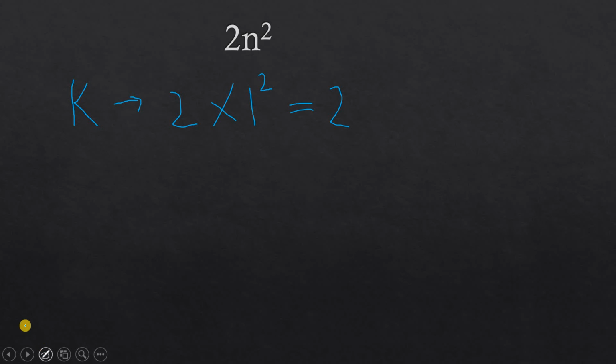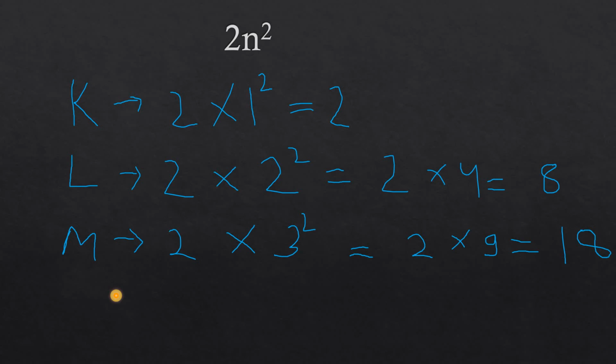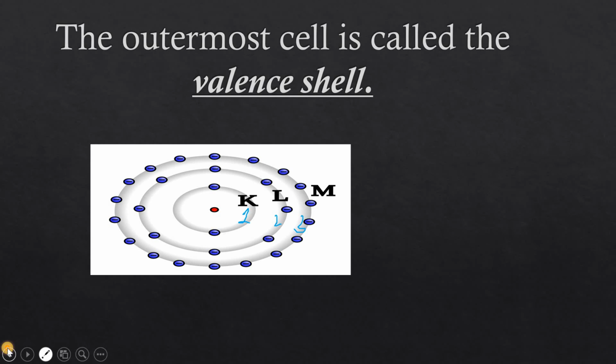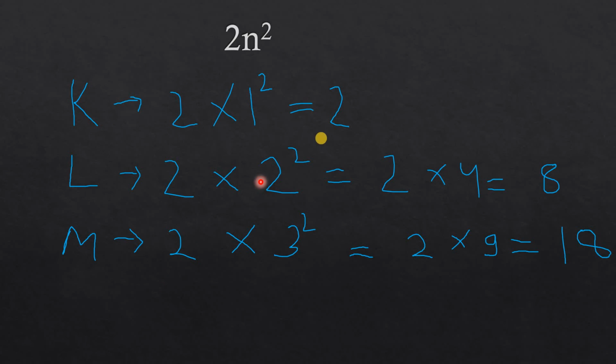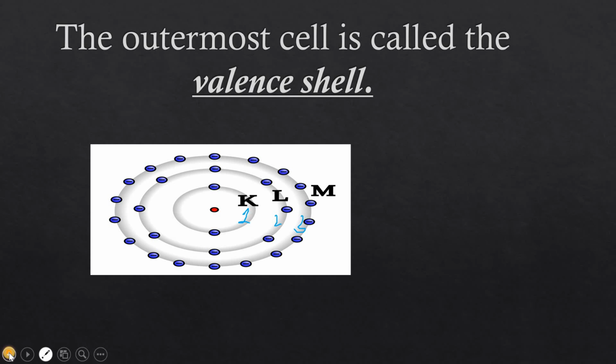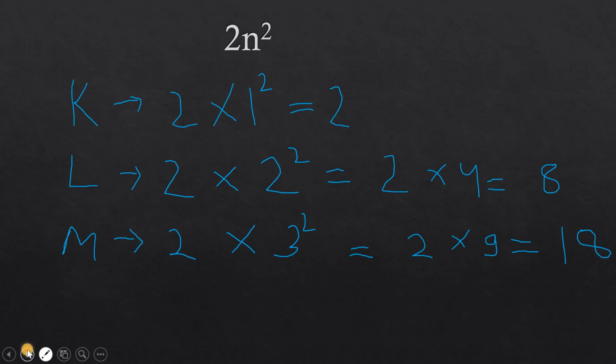Now let us see another example. Here for the L shell and M shell I have also written 2n square. So 2 into, L shell is the second from the nucleus, so 2 into 2 square. So 2 into 4 is equal to 8. So the maximum number of electrons that you can put in L shell is 8. In the previous image also, only 8 electrons are filled, and then we move to the next shell, that is the M shell.